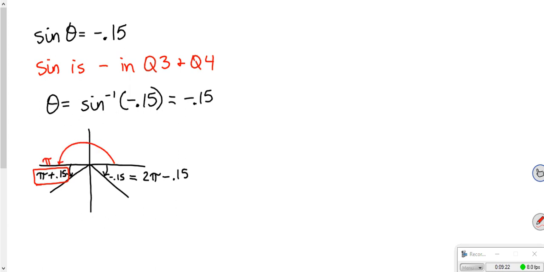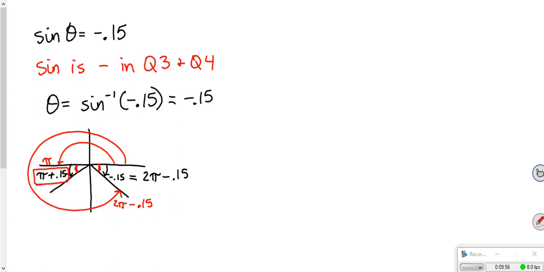Okay, and then we want our relative angles. Here's our relative angles that we need. And so pi plus 0.15, and then the negative 0.15 is in our fourth quadrant, but this is actually 2 pi if we're going all the way around. Okay, let me use a different color here. If we're going all the way around, then this is 2 pi minus 0.15. Because again, 2 pi is all the way around.